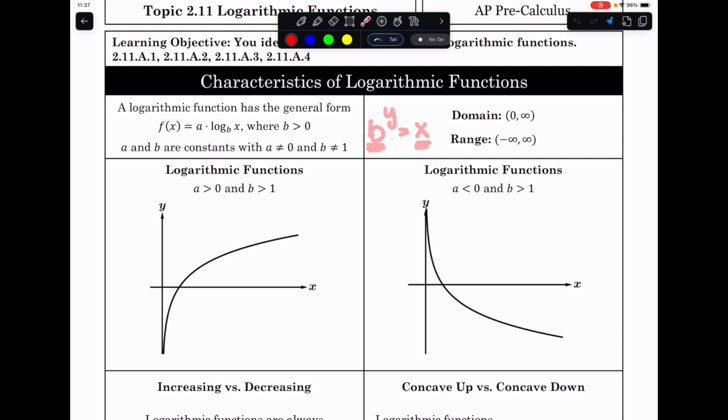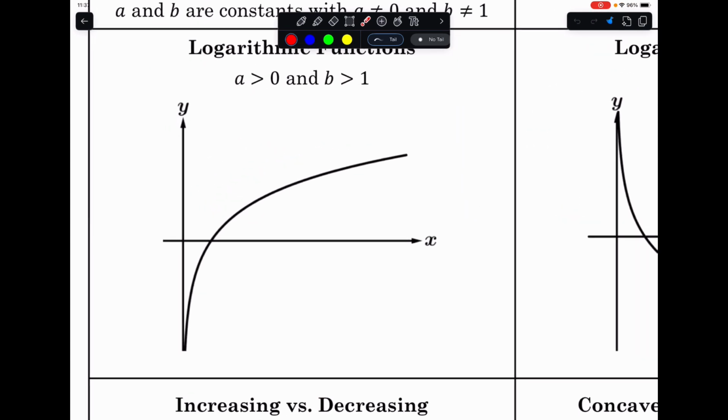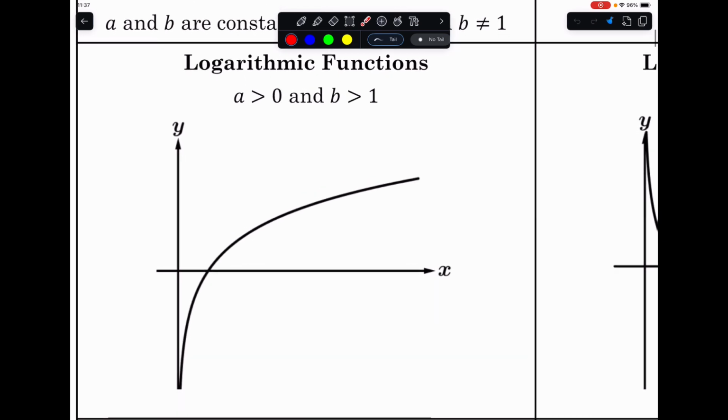Now we have two situations for a logarithmic function, so we'll start with the one on the left, where the value of a is going to be greater than 0. So we have a positive value of a. So y equals a times log base b of x.